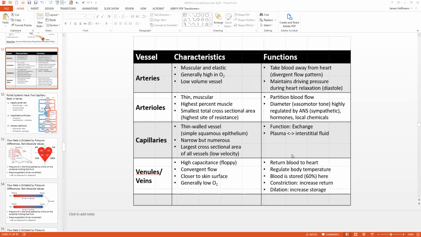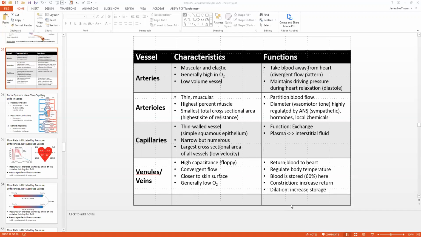The major characteristics of arteries is they are muscular, because they do help determine blood flow a little bit, but they're also very elastic. That's their big thing, so they can maintain pressure during diastole. Most of the arteries in the human body generally have a high oxygen content. The exceptions in adult humans would be the pulmonary artery and vein, which flip-flop, or in the fetal circulation, the umbilical artery and vein, which flip-flop.